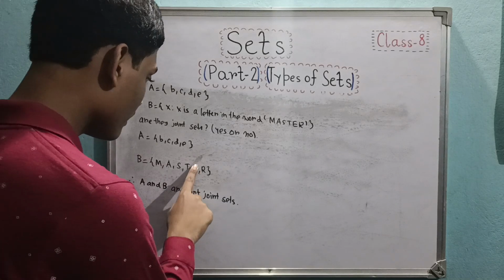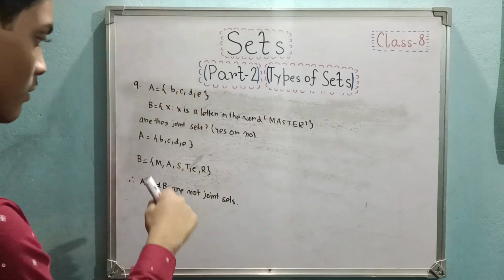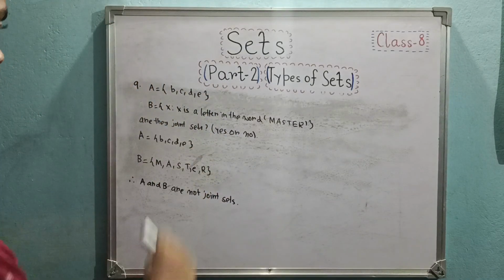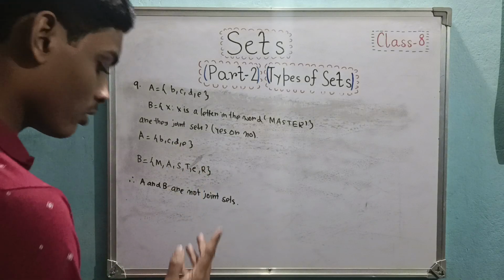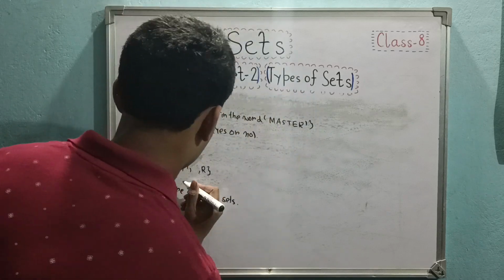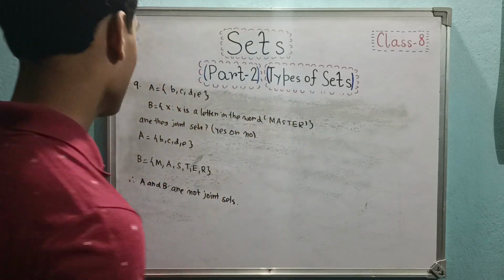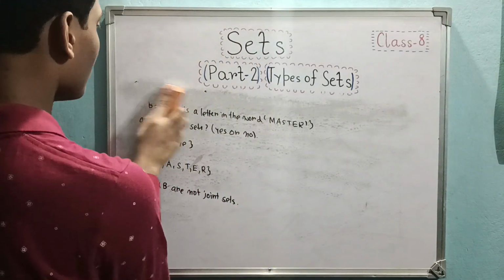If it was given like this, MASTER with small e and capital R, then it could have been a joint set because E is common. Okay, but not the case here. Alright, so question 9 is completed. Let's see a few more.